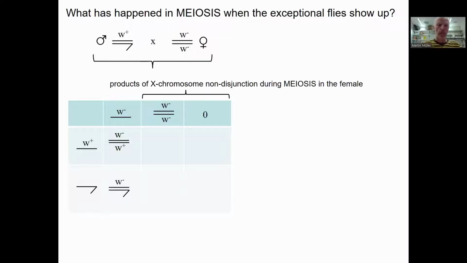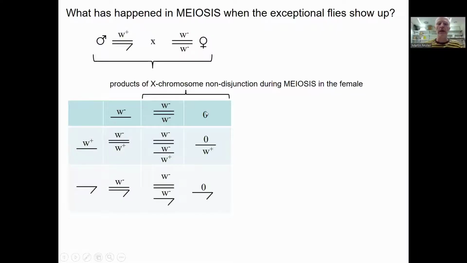Now, if the X chromosomes in the female are not properly distributed to the daughter cells during meiosis, it can happen that both X chromosomes end up in one cell and none of them ends up in the other. So this is indicated by these two lines here. Both X chromosomes are in one egg. No X chromosome, indicated by a 0, null, in the other egg.